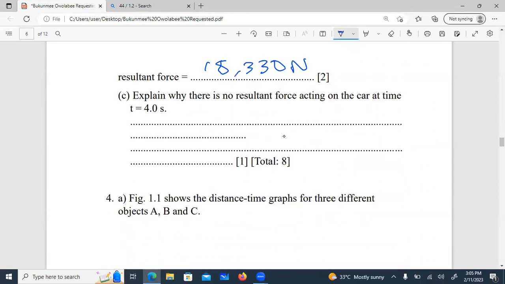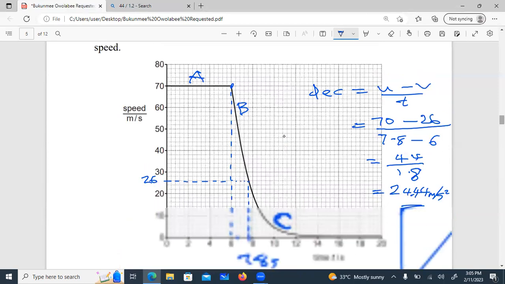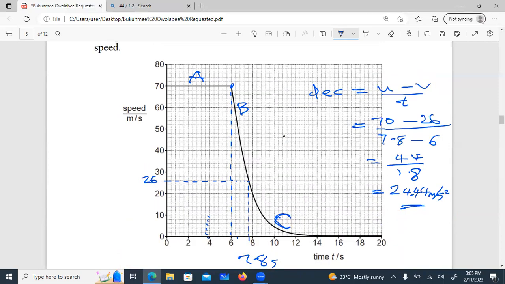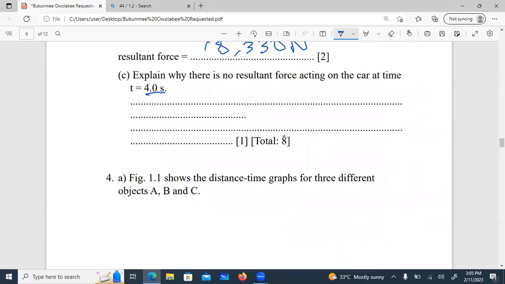Question C says, explain why there is no resultant force acting on the car at time t equals 4 seconds. Now you go back to the graph and check what is happening at 4 seconds. At 4 seconds, what's the speed? We go to 4 seconds and trace it upwards. Please ensure you use a ruler to do this in your answer booklet, because it must be a perfectly straight line. At 4 seconds, the slope is completely horizontal. What does that mean? There is no acceleration. When you have uniform speed, that means there's no acceleration. And our uniform speed is 70 meters per second. So when you have uniform speed, acceleration is 0.